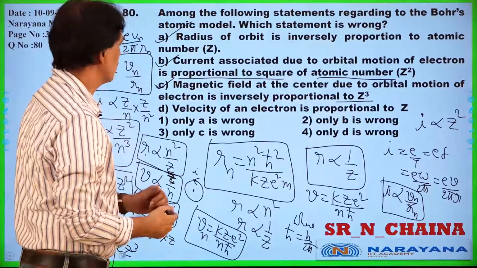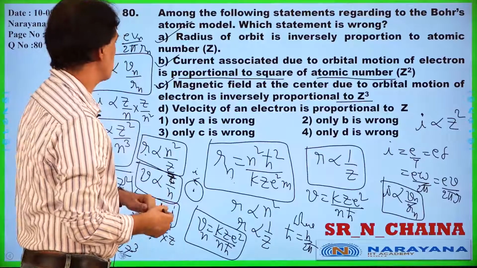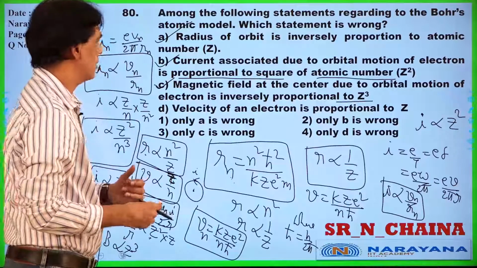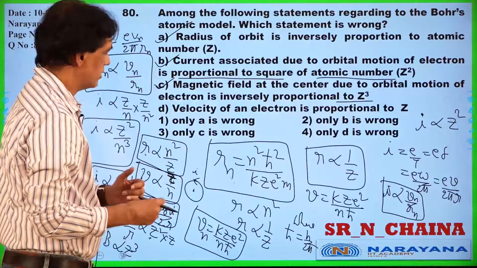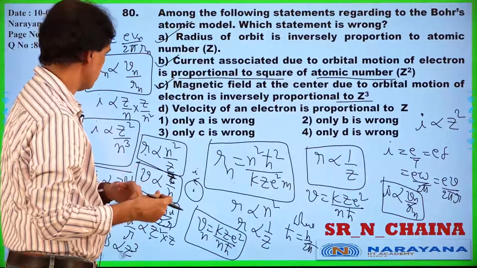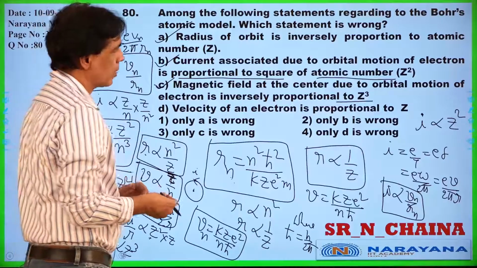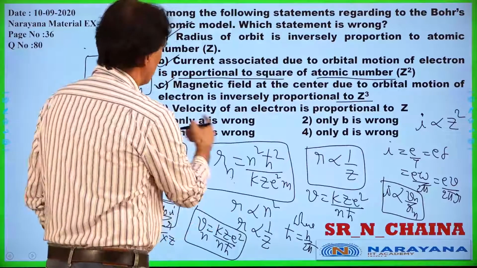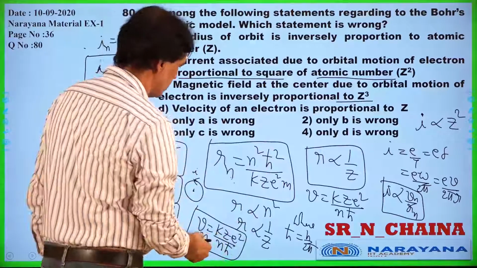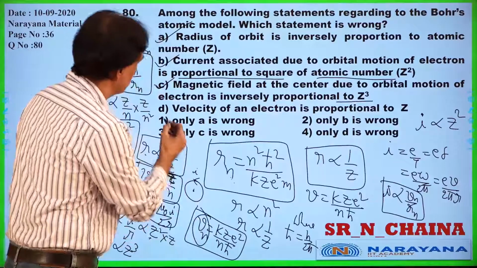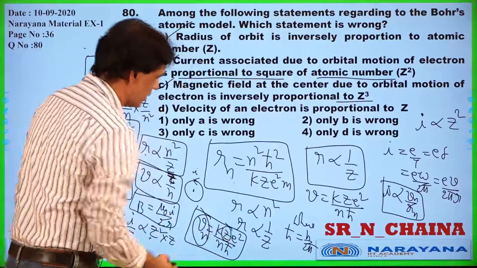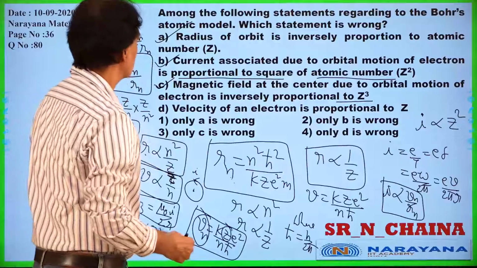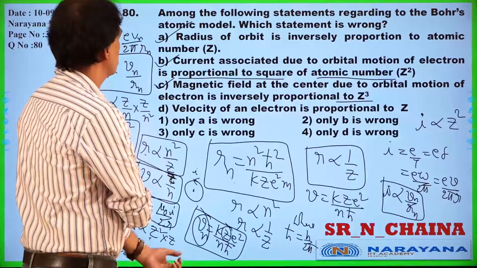Next, last one. Velocity of electron is proportional to Z. So what is velocity of electron? So this is velocity. Velocity of electron is proportional to Z. So this is correct.